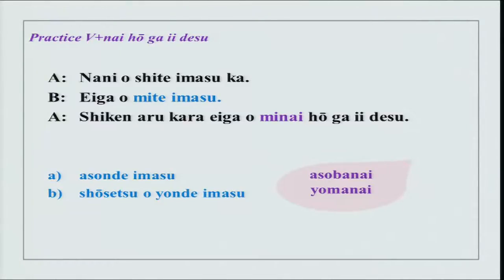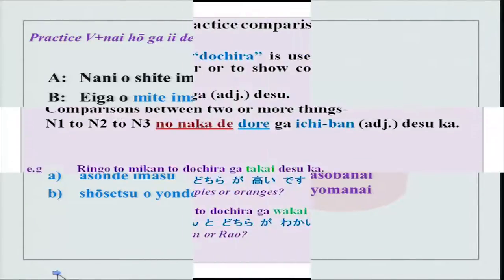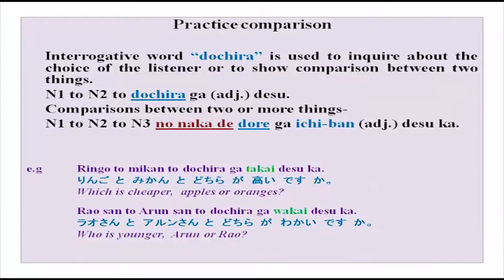In a similar manner, nani o shite imasu ka? Shosetsu o yonde imasu. Shiken aru kara shosetsu o yomanai hoga ii desu. Yomanai hoga ii desu.